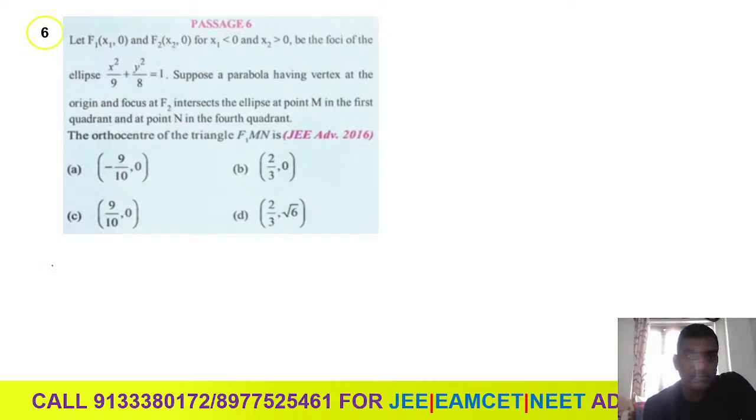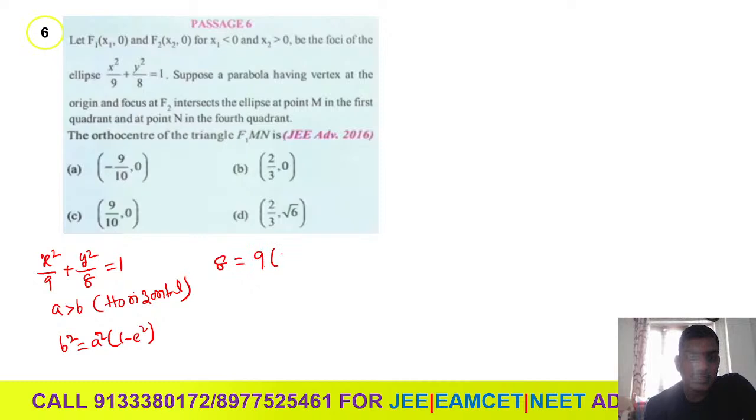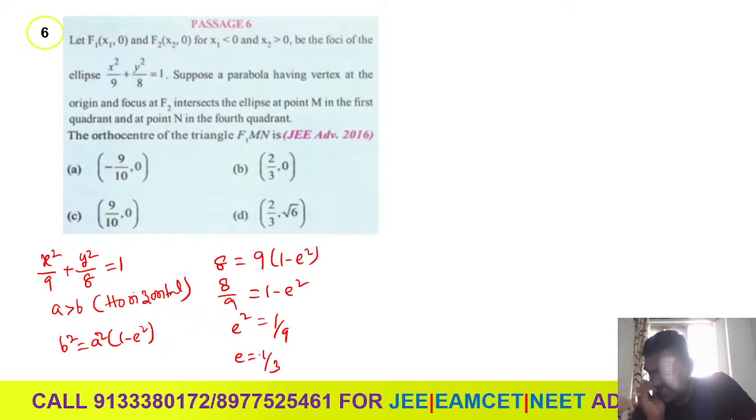So here also an ellipse is given. x square over 9 plus y square over 8 is equal to 1. So here a is greater than b. What is it? It is horizontal. As it is horizontal, we can get b square is equal to a square times 1 minus e square. Then b square 8 is equal to 9 times 1 minus e square. 8 by 9 is equal to 1 minus e square. e square is equal to 1 by 9. e is equal to 1 by 3. Eccentricity is equal to 1 by 3.